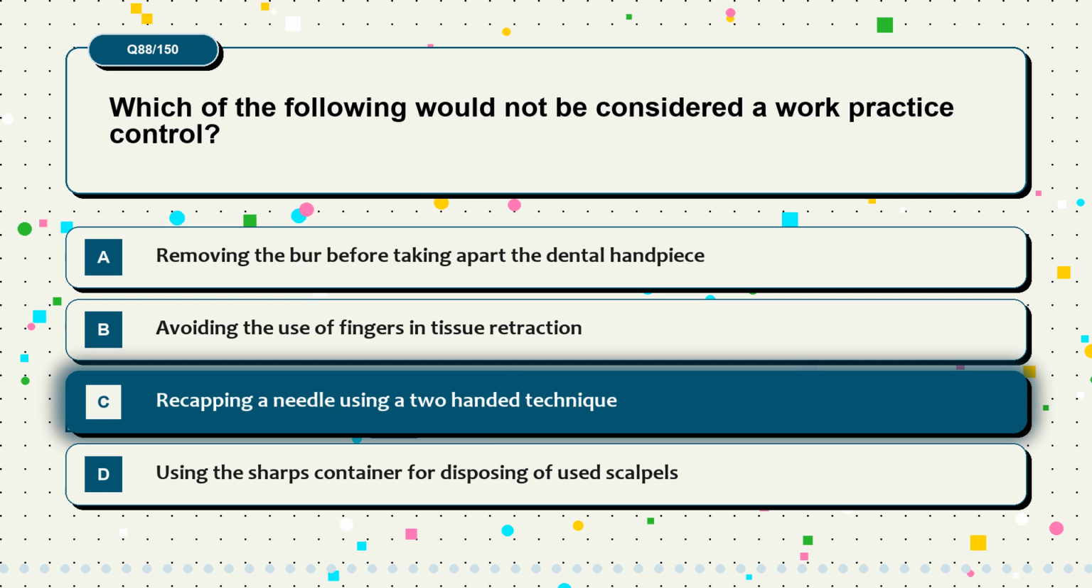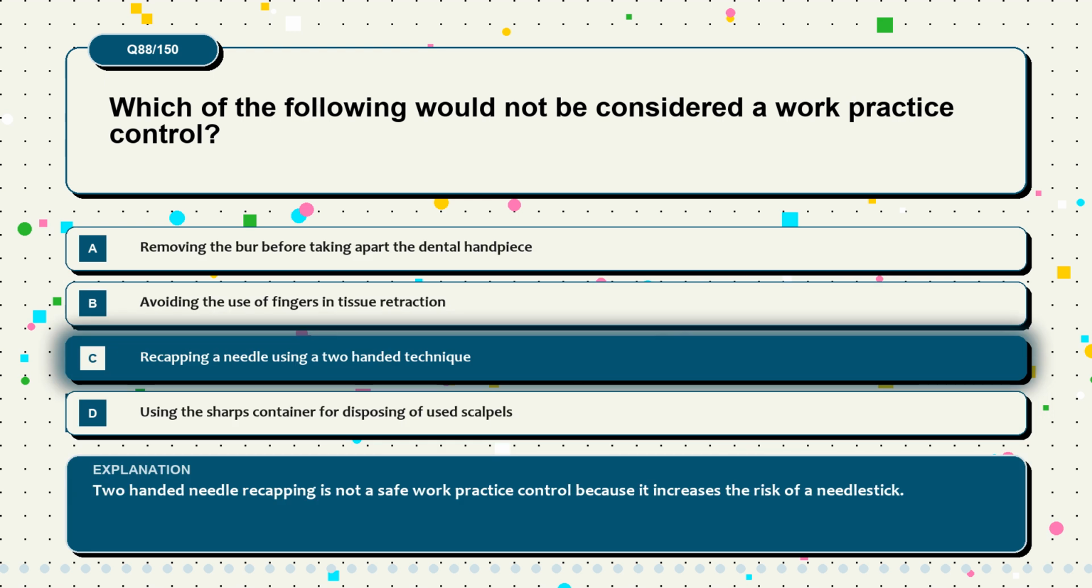The correct answer is option C. Recapping a needle using a two-handed technique. Two-handed needle recapping is not a safe work practice control because it increases the risk of a needle stick.